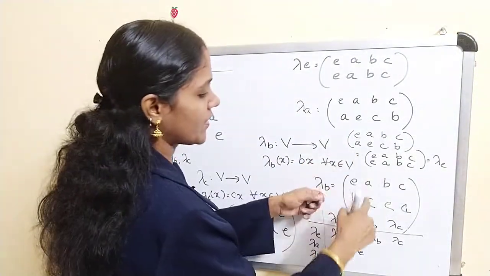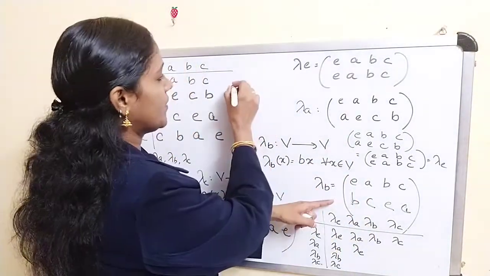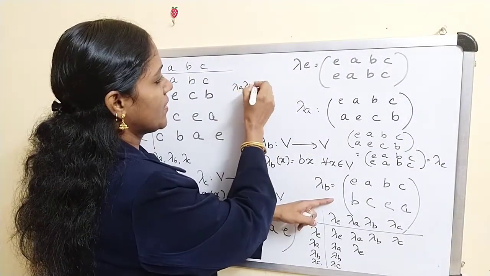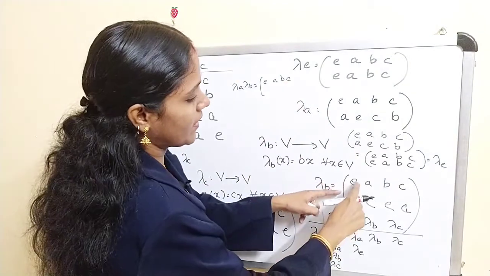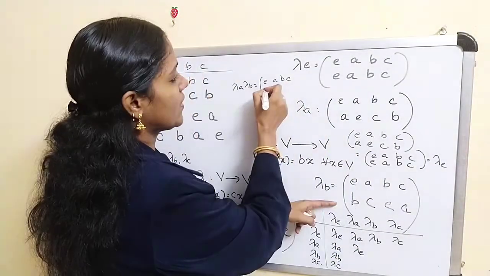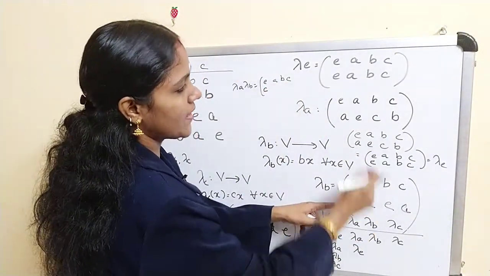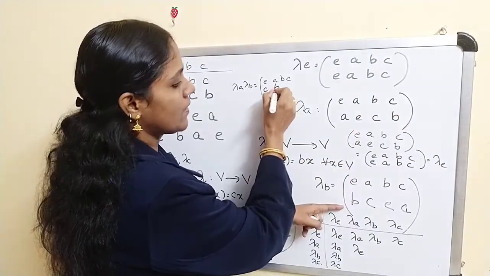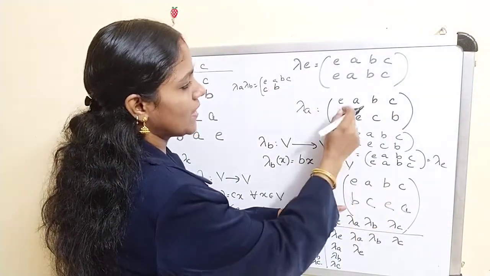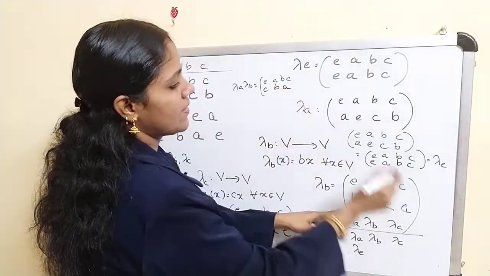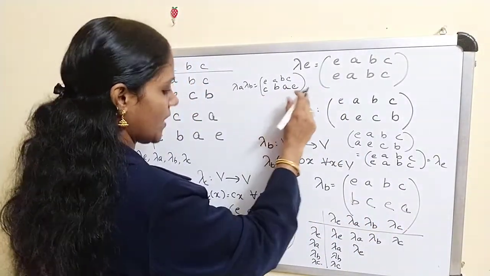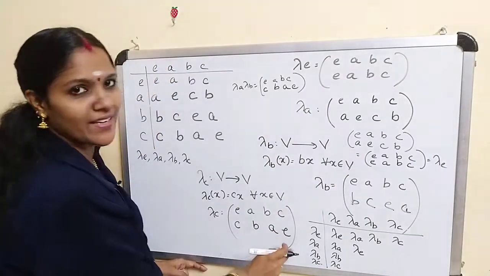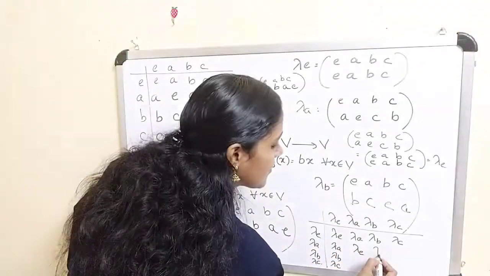Now lambda A into lambda B. Lambda A into lambda B is lambda A, lambda B, E, A, B, C, lambda B. E goes to B, B goes to C, A goes to C, C goes to B, B goes to E, E goes to A, C goes to A goes to E. C, B, A, E. This is lambda C.